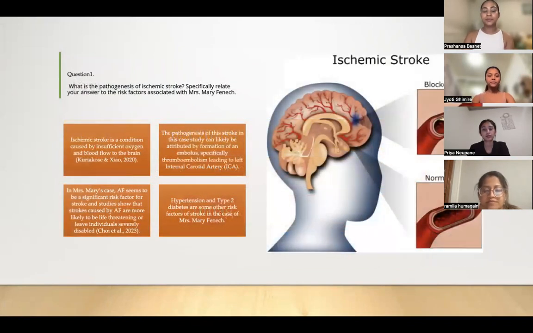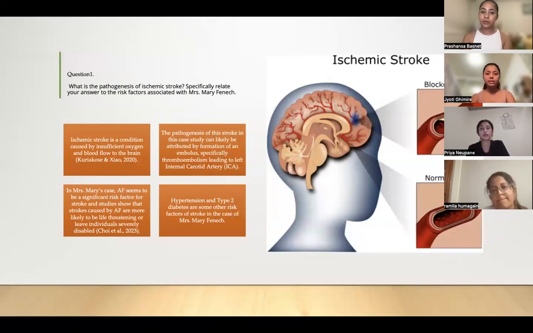Thank you, Prasansa. So I will be talking about the pathogenesis of ischemic stroke. Ischemic stroke is a condition caused by insufficient oxygen and blood flow to the brain. In Mary's case, AF seems to be a significant risk factor for stroke, whereas hypertension and diabetes are contributing risk factors. Strokes caused by AF are more likely to be life-threatening because it can lead to the formation of blood clots in the atria, which can then travel to the brain and cause stroke.